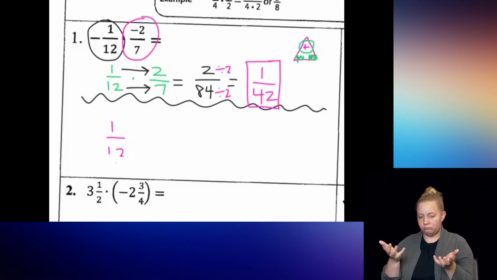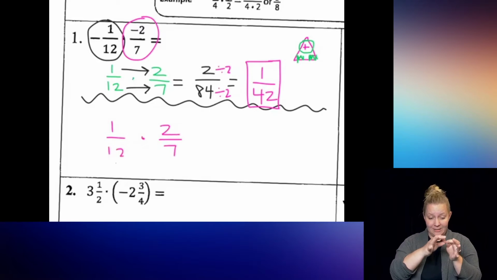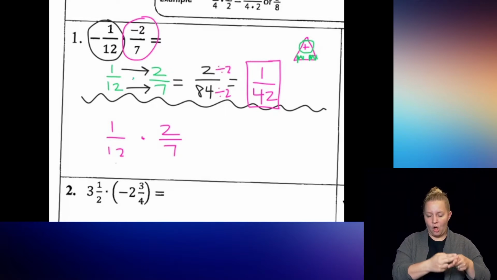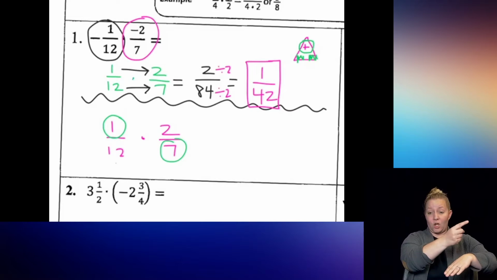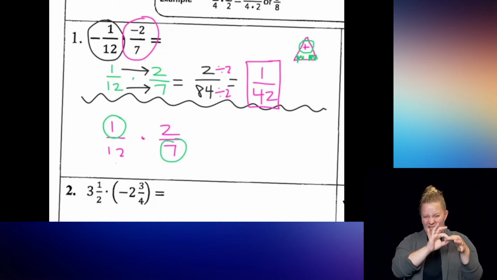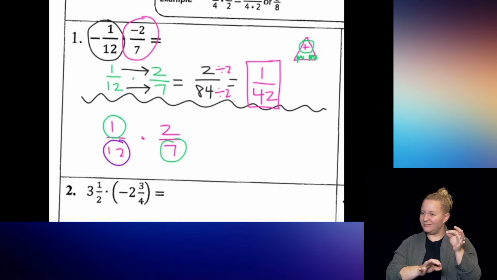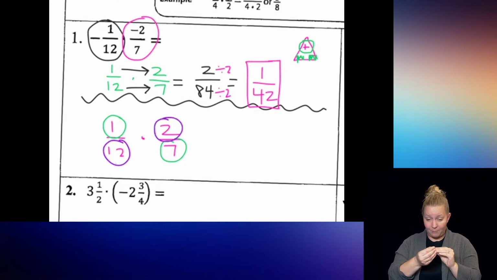But I'm also down here going to show you what happens if we simplify first. So this is actually called cross-simplifying. So basically, I look at the opposite numbers. So the numerator from that first fraction, the denominator from the second fraction. You ask yourself, is there a factor that goes into both of those that I can simplify? And the answer for those green ones is no. But then for 12 and 2, is there a number that goes into both 12 and 2 that I can divide? And the answer is yes.